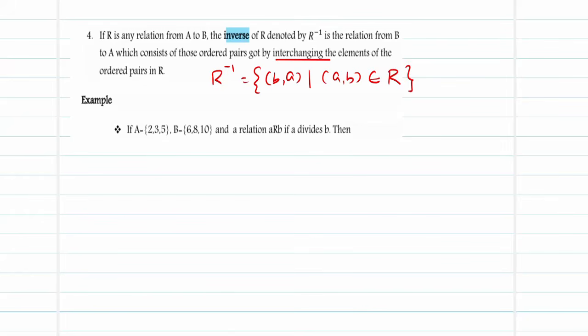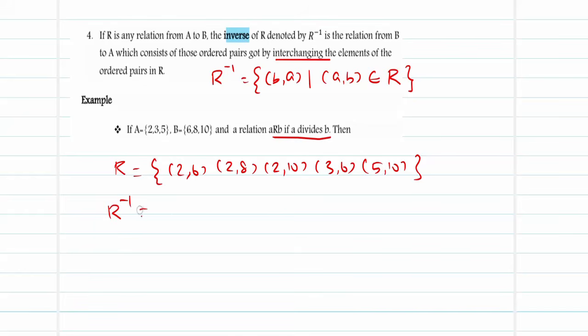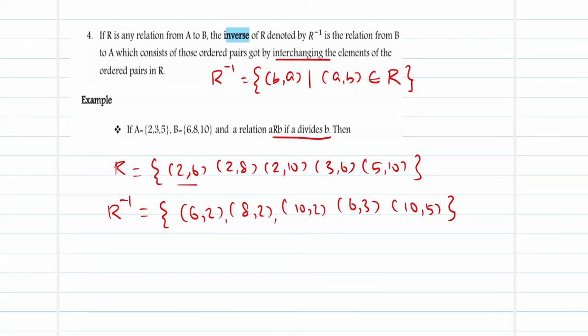So, if A is {2, 3, 5}, B is {6, 8, 10} and R is the relation such that a divides b, then my R will be equal to (2, 6), (2, 8), (2, 10), (3, 6) and (5, 10). Now, what will be my R inverse? It is got by flipping each element (a, b). When you flip these, it becomes (6, 2), (8, 2), (10, 2), (6, 3) and (10, 5). This becomes my inverse of the relation R.